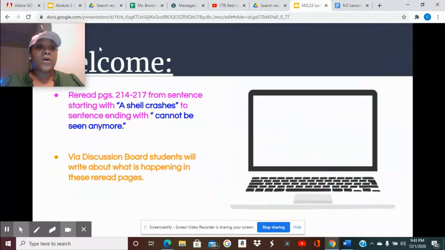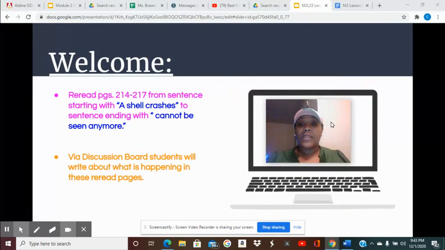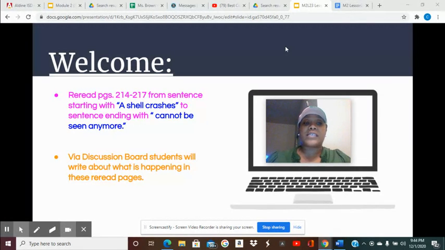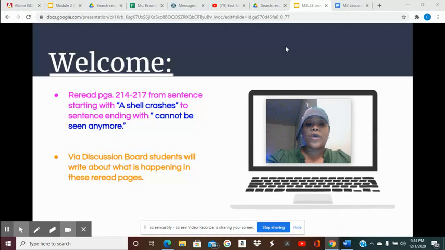So for our welcome, like I said, you're going to reread pages 214 through 217, but you're going to start with the sentence, "a shell crashes," and then you're going to end with "cannot be seen anymore." So you're going to start on page 214, where the sentence says a shell crashes, and end on page 217 where it ends with the words cannot be seen anymore.